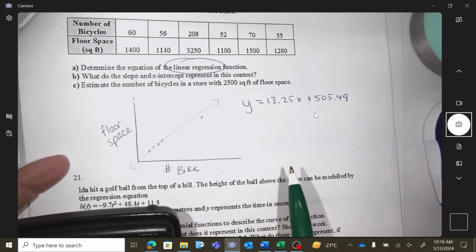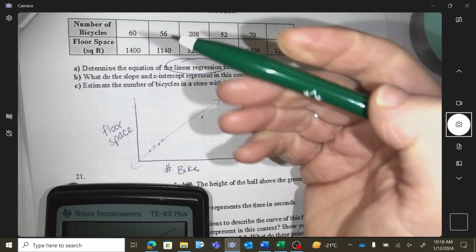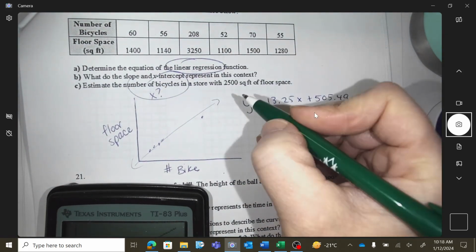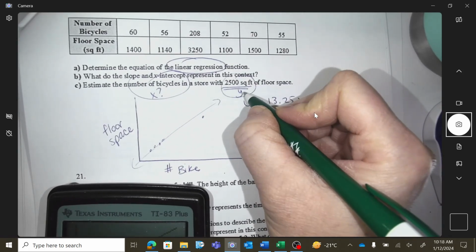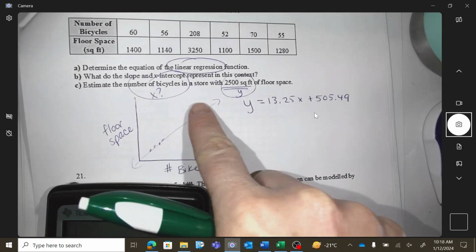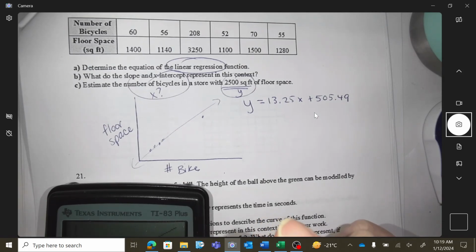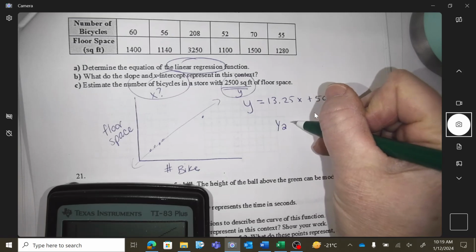Okay, so here's what we're doing. We're going to estimate the number of bikes. So estimate, we want to figure out X when we know Y is this. So what do you do again? So this is, what is the X if we know the Y? So what's the strategy? Y2.